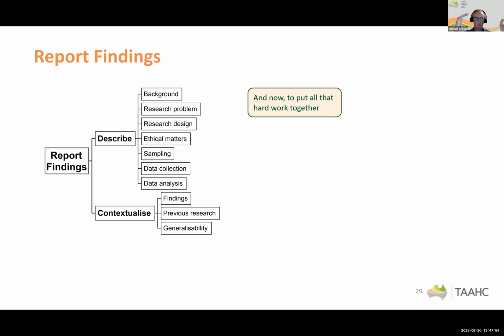What is the background? What was the research problem? What research design did I use? What were the ethics involved? How did I do sampling? What data collection was done? What data analysis did I do? And then you contextualize it all. Here are my findings. Here's what previous research did. Is it the same? Is it different?